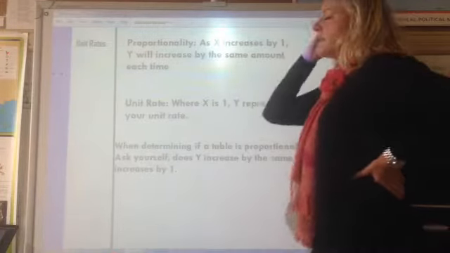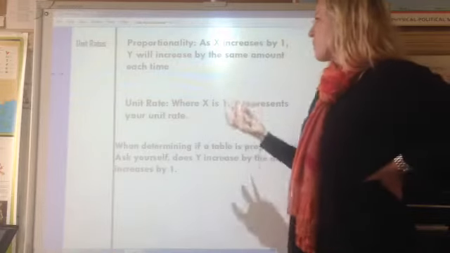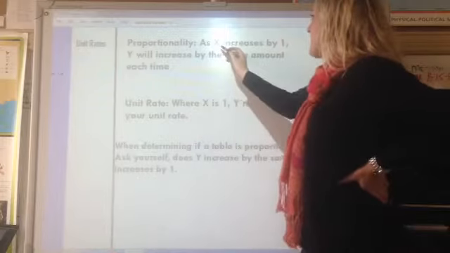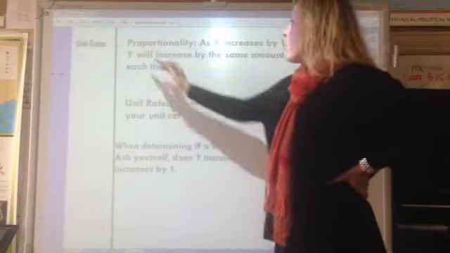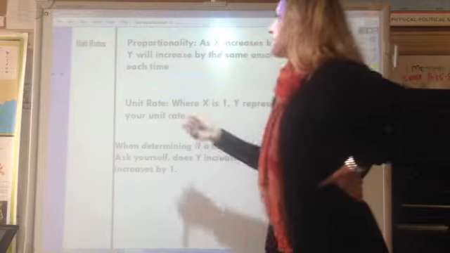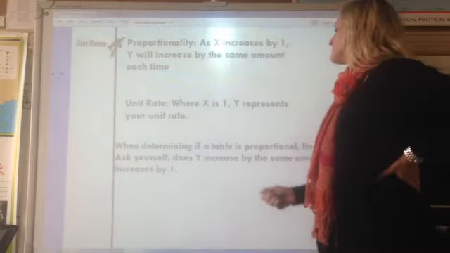All right, so the first thing we need to talk about is what it means to have a relationship be proportional. And what that essentially means is proportionality means as x increases by 1, y will increase by the same amount every single time. Definitely go ahead and write that in your notes page, 100%.